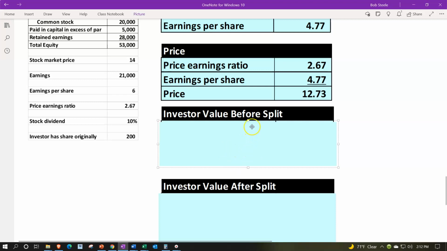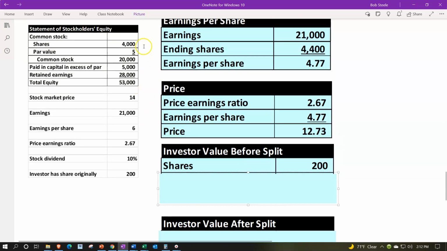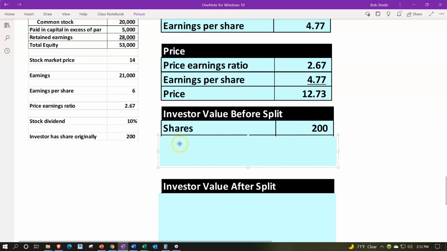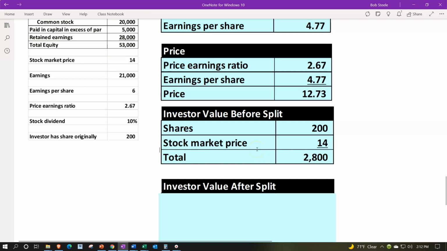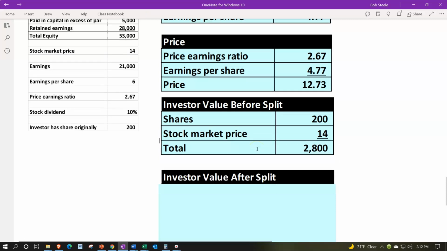So what's going to be the investor's value before the split? So before the split, remember our investor down here. Now we're looking at the investor, the individual investor, which had 200 shares of the 4,000 shares that were outstanding at the start. Then they had the stock price of 14. So 200 times 14 before we had the stock dividend was 2,800 total, 2,800.